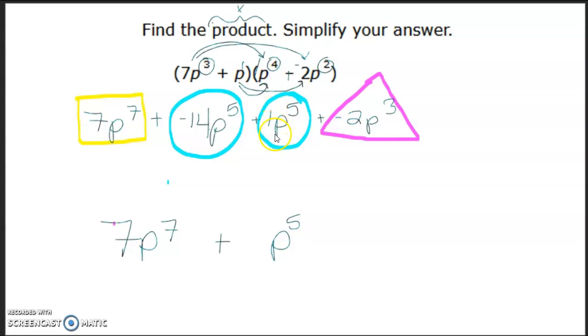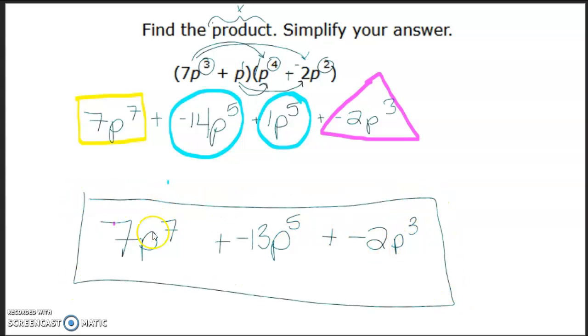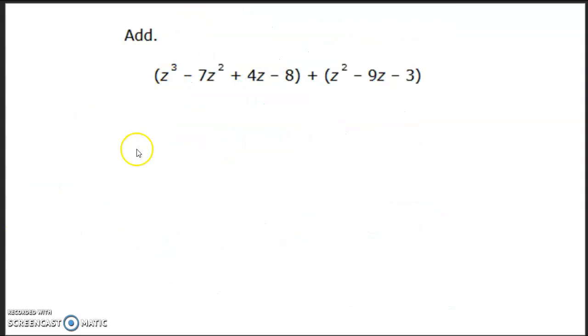We just have to add negative 14 plus 1, which is negative 13. And then we just have this negative 2p to the third at the end. Now, if you wrote 7p to the seventh minus 13p to the fifth, that's fine. I just did a plus negative. It works either way. All right, so this one's a doozy.